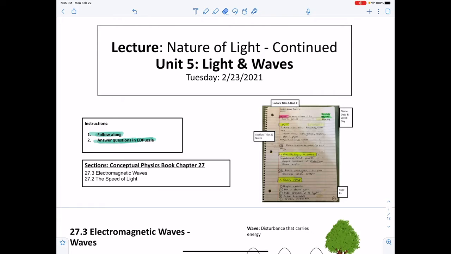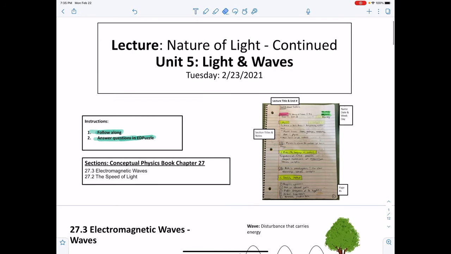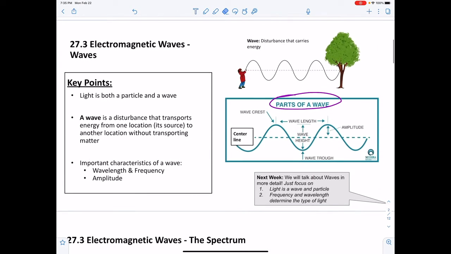Hey guys, we're going to talk about light today, particularly the nature of light and how we classify different types of light. So let's get right into it. This is going to be material that we've seen in the past, but we're going to get some practice with our Edpuzzle format, okay? All right, let's get right into it.